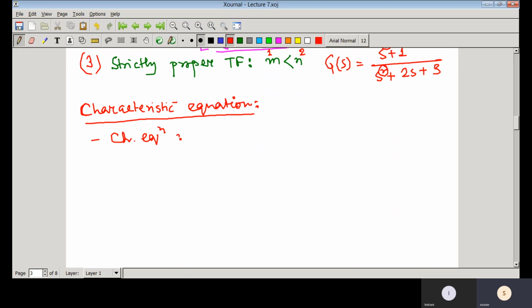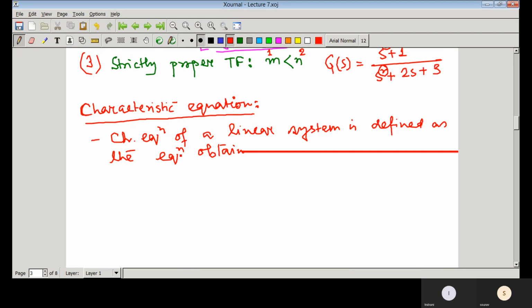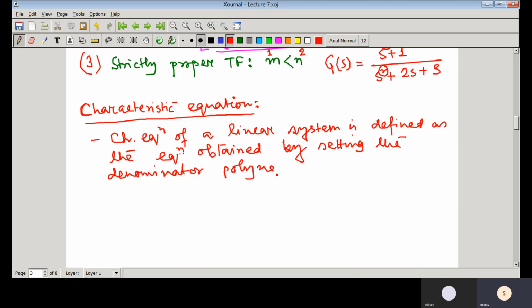Characteristic equation of a linear system is defined as the equation obtained by setting the denominator polynomial of the transfer function to zero.